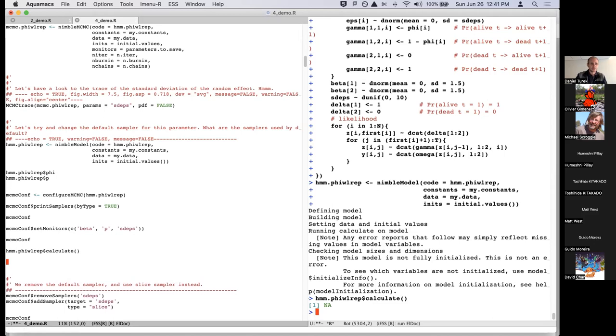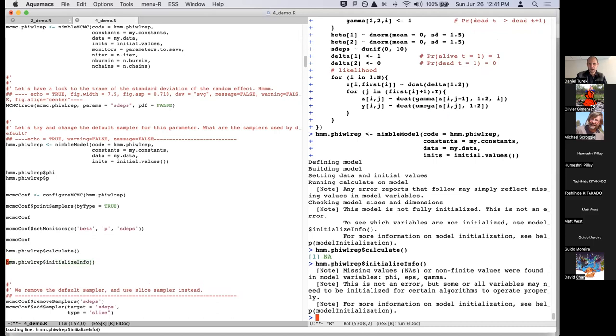There's another function, for example, if you're in the situation, called initialize info, info about the model, and it might tell us missing values or NAs or non-finite values are in these variables right here, phi, epsilon, and gamma. This is what we need, the information we need right here.